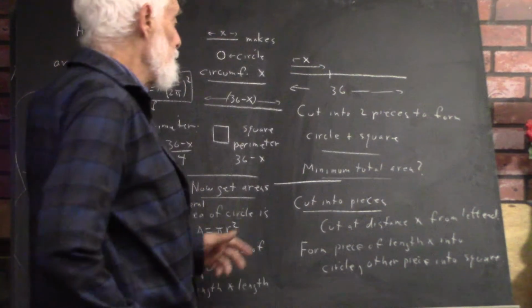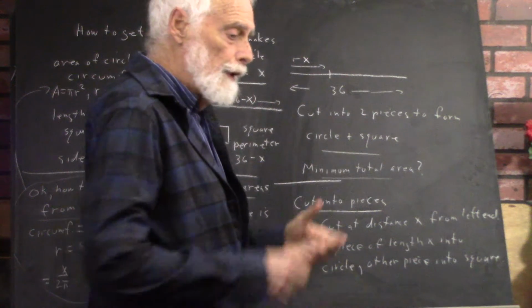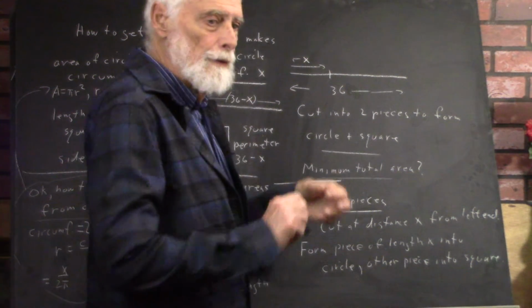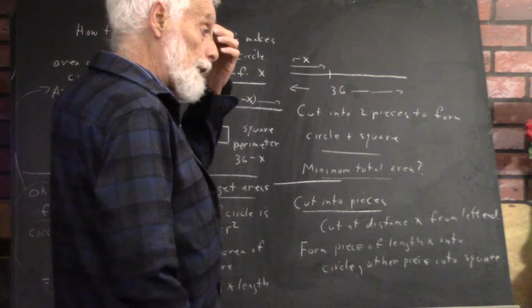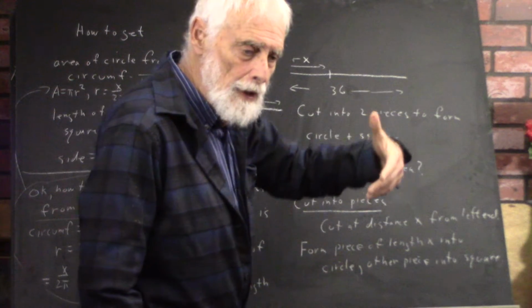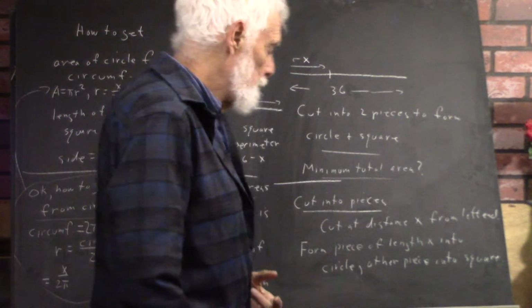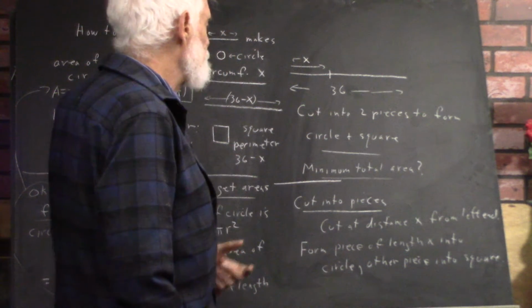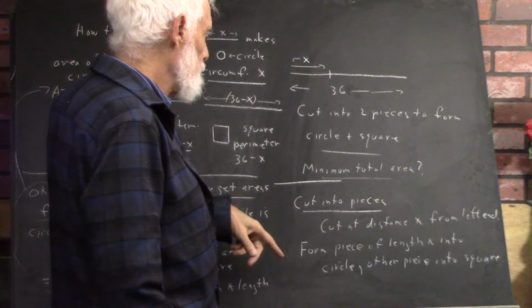Okay, another question was about a length of wire that's cut into two pieces. One piece is bent around into a circle, the other piece into a square. And we want to find out at what point we need to cut the wire to minimize the total area of the two pieces. That's what we're saying here. We want to get the minimum total area.